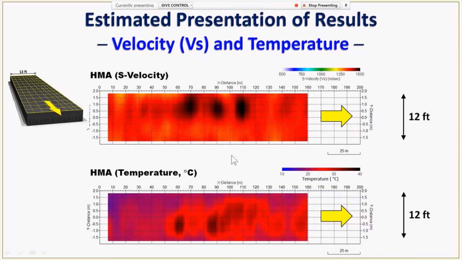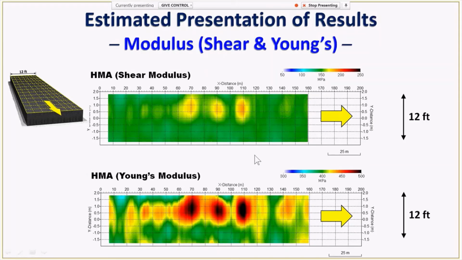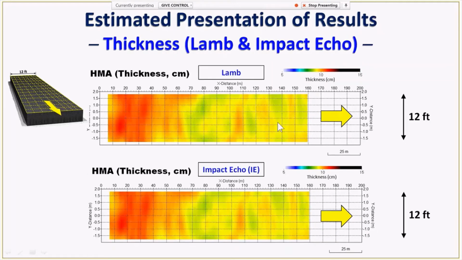So for example, if we see any velocity anomaly on this map, we can actually refer to the corresponding temperature map and see if these anomalies are related to temperature anomalies or not. So for that purpose, temperature display is very important. And then we can also display output results of shear wave velocities converted into a modulus, like a shear modulus and Young's modulus. And then we will show the thickness variation map as well.